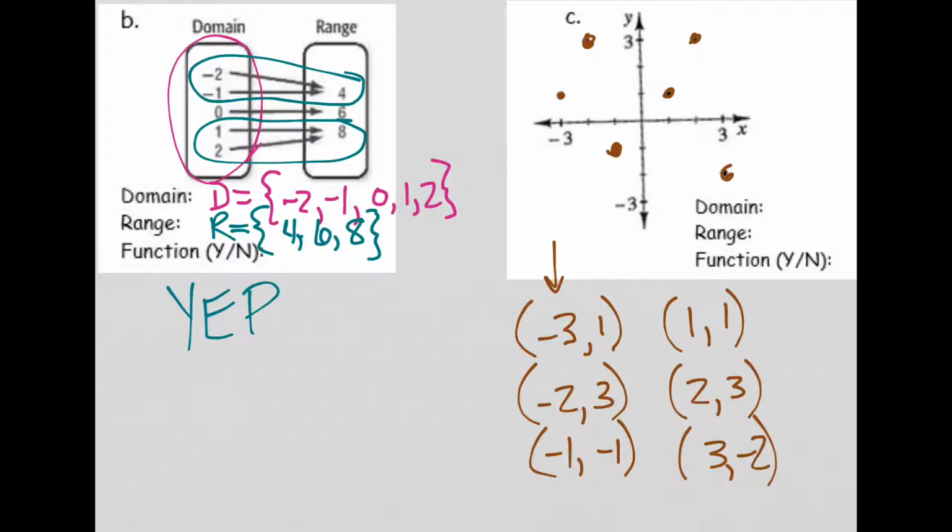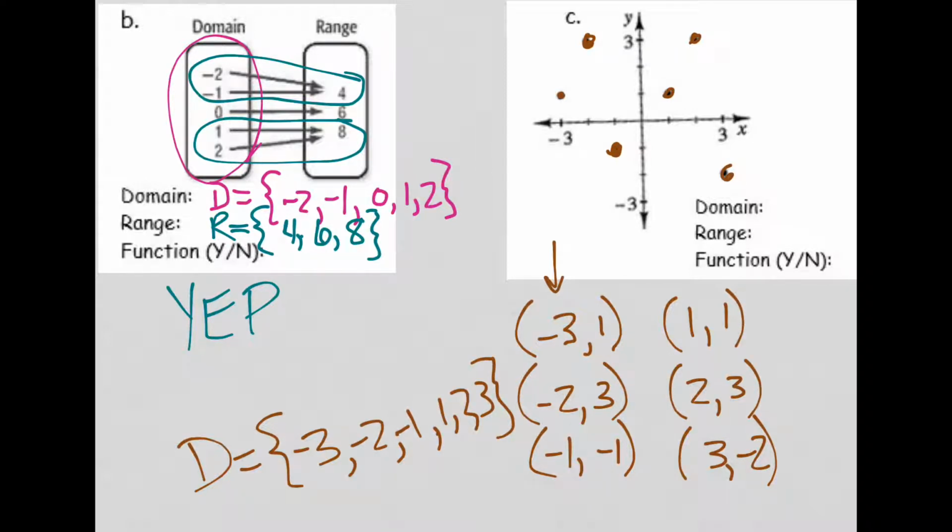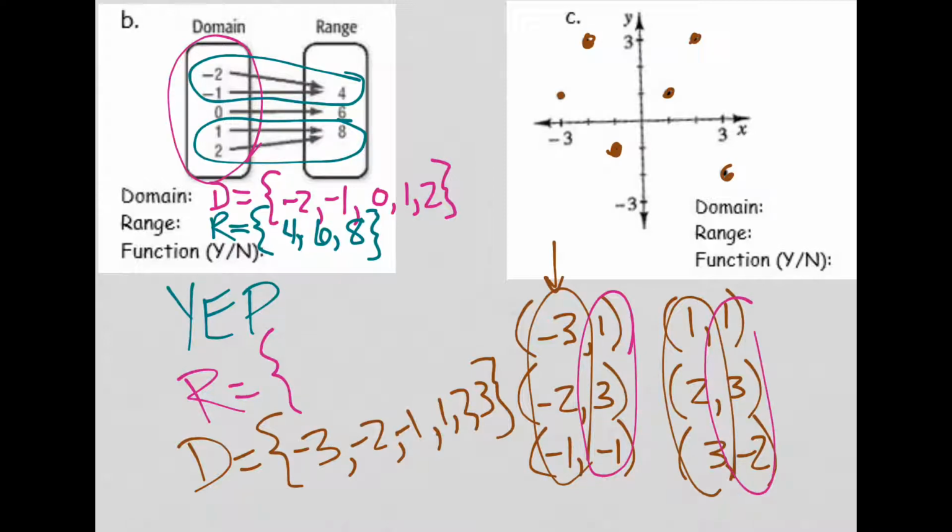So let's see, I'm running out of room. I'll just do it down here. The domain is -3, -2, -1, 1, 2, and 3. That's just all the set of x's, the first numbers in each of those ordered pairs. And then my y's would be my range. So that's going to be the second set of numbers in my ordered pairs. And some of them are the same, and that's okay. -1, oh, I forgot -2 if I was going in order, and 1 and 3.